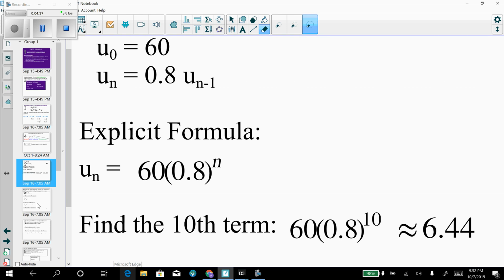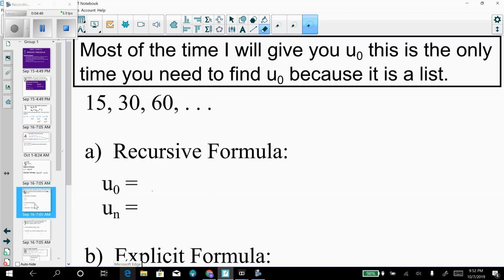Let's try another one. Most of the time, we're going to give you the u sub 0, but like I've told you the whole unit, if you just have a list of numbers, this is going to be a u sub 1, okay? So this is a situation where we have to find the u sub 0. 15 to 30 to 60. If you can't see the pattern, take 30 divided by 15, take 60 divided by 30.